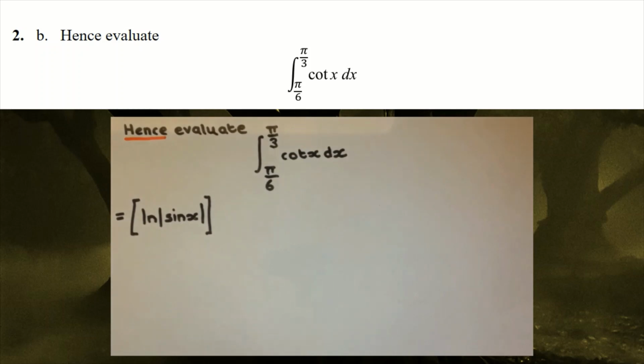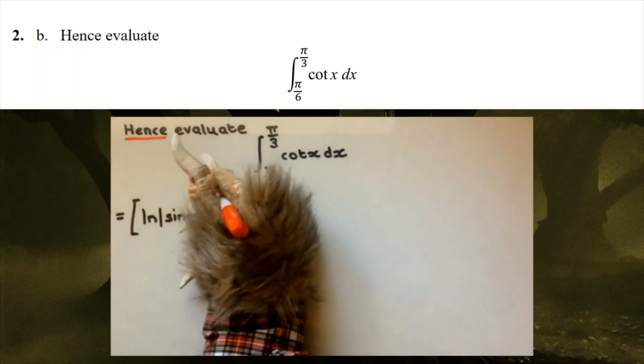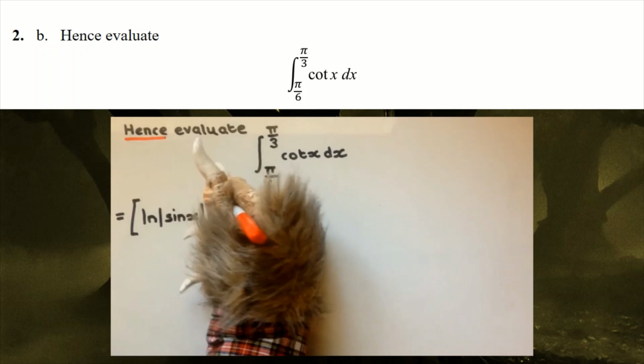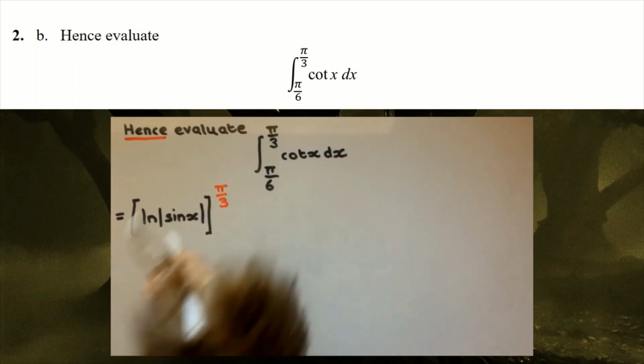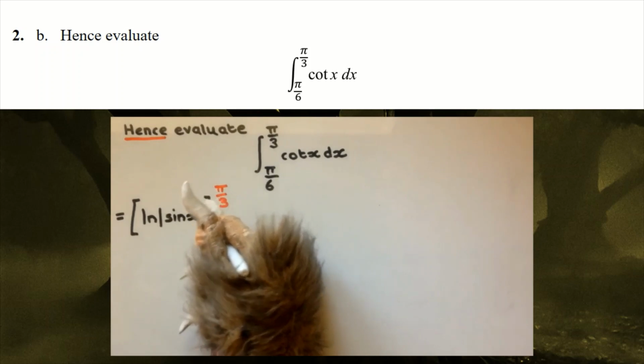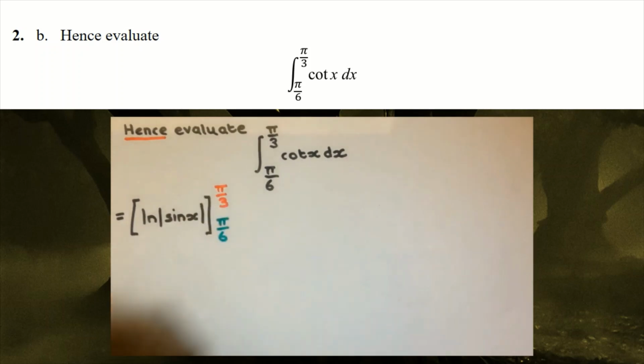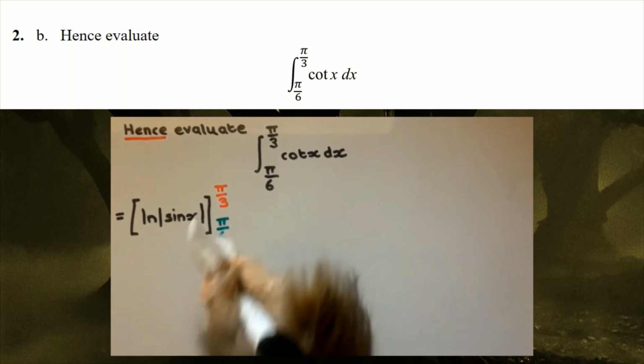So pi over 3 will be my upper limit. I'll do that in red. And pi over 6 is my lower limit. I will do that in green, which you can see, obviously. Pi over 6. And let's substitute in these values. So now we can take our curved brackets. Now we replace the square brackets with curved brackets and take the difference between the limits substituted in.